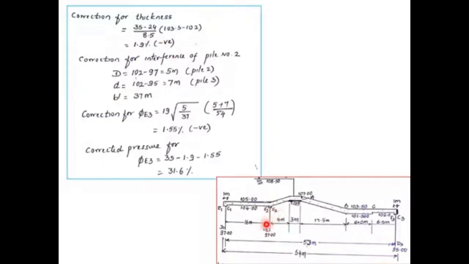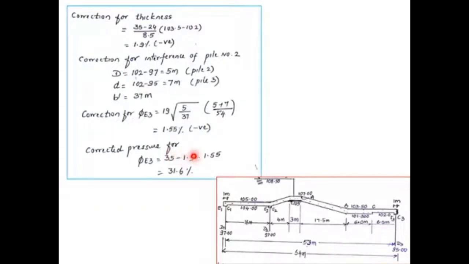Also interference of this pile has to be done. So here we have to be very careful. So depth of the interfering pile has to be taken from the RL 102. So 102 minus 97 gives 5 meters for the pile 2, whereas for pile 3 it is 102 minus 95, which is 7. So total distance is 37 meters, so therefore we get a correction which is 1.55. So here we can note that the interference of this pile is taken here, and this point E3 is in front of this, so that's the reason why a negative correction is applied. So therefore the corrected pressure is 35, what we got from the graphs.